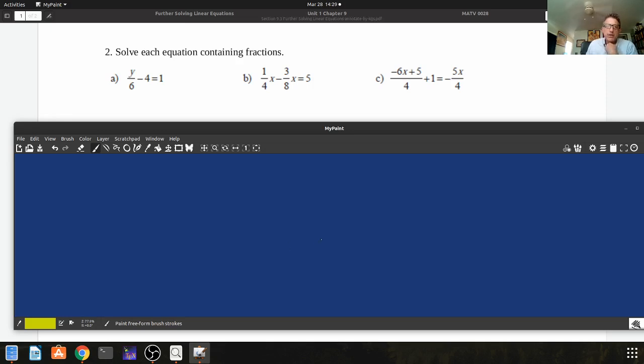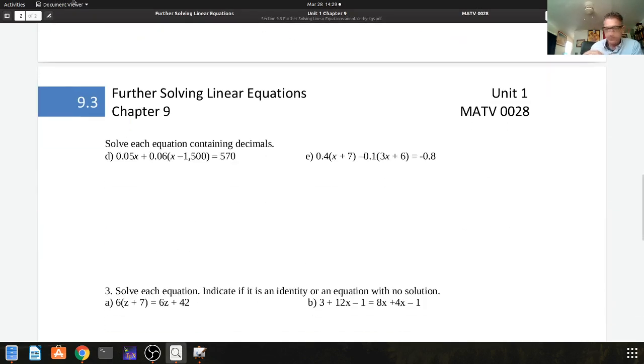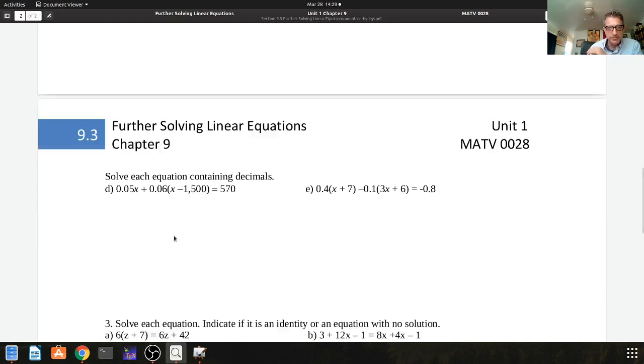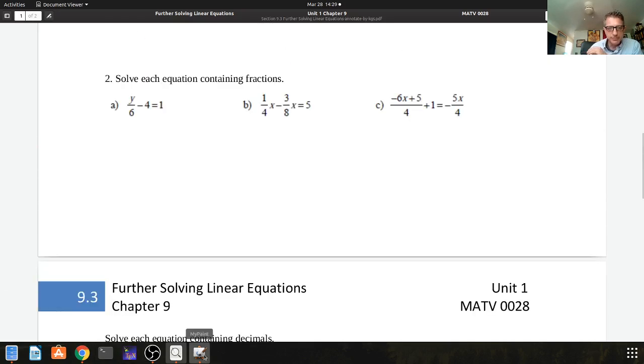So here, what we're going to do is we're going to clear fractions. And this is the most important thing you can learn. And at this first part, clearing fractions is going to be pretty easy. But let's look at number A. Not that way, though. There we go.